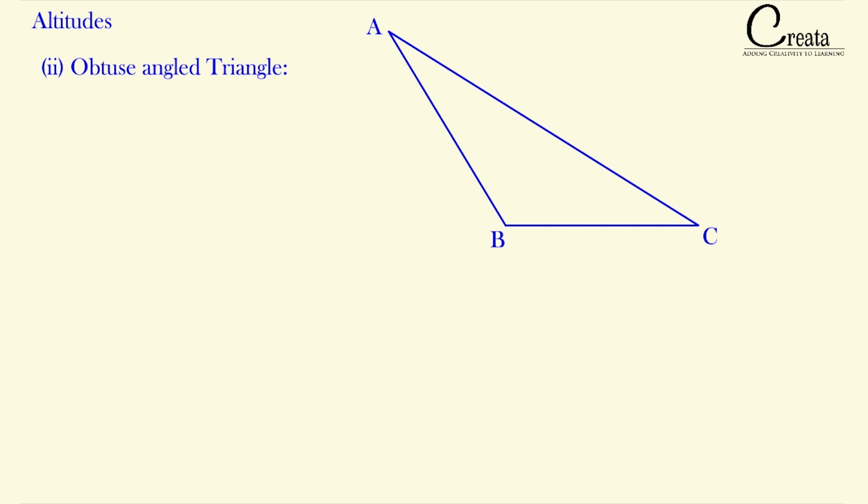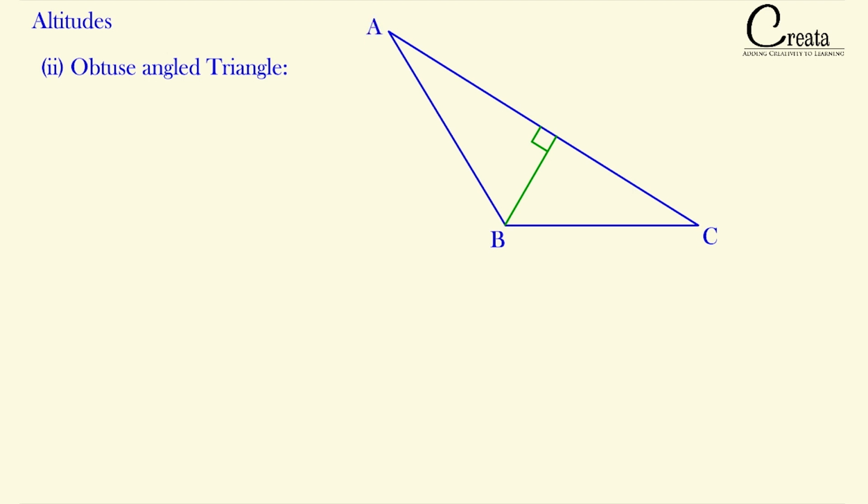Let's move to the next case. The next case is an obtuse angle triangle. Let's take an obtuse angle triangle ABC. Here angle B is more than 90 degrees. For this triangle ABC, we have to draw the three altitudes. We know altitudes are line segments which start from the vertex and are perpendicular to the opposite side. Let's begin with the vertex B. This line segment is the altitude. It starts at the vertex B and is perpendicular to the side AC, the opposite side. In a similar way, we have to draw the altitude from the vertex A, which is perpendicular to the side BC.